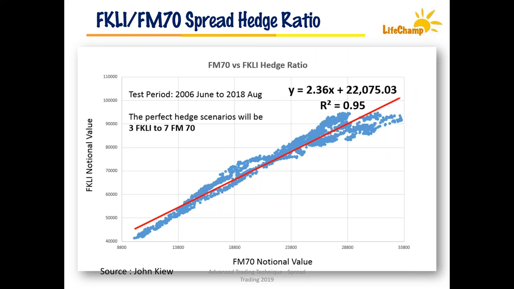Okay, Bursa has a very intelligent system to calculate your margin. That means if you go in 3 lots of FKLI long, for example, then you sell 7 lots of FM70, they will pair 3 FKLI to 3 FM70. Then the balance of 4 outright legs of FM70 is considered outright. So let's say 800 times 4, that's 3200, plus 1920 times 3 pairs, then plus 3200. So your total margin becomes 8960.